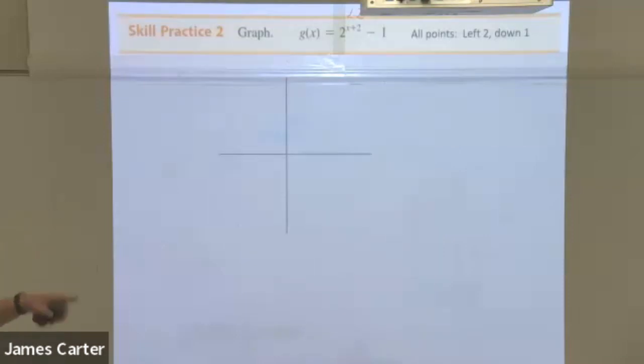Okay, here's one similar to what we did before. Here's the 2 to the x. We've shifted it 2 places to the left. Now we're going to move it down once.